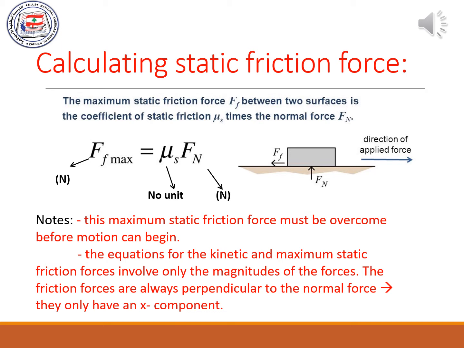The equations for the kinetic and maximum static friction forces involve only the magnitudes of the forces. They do not involve direction. Why? Because the friction forces are always perpendicular to the normal, so they only have an x component. And you can see in the figure in front of you, the normal force acts upwards, opposite to the gravitational force. And the friction force acts to the left, and it is perpendicular to the normal force because it is opposite in direction to the applied force.